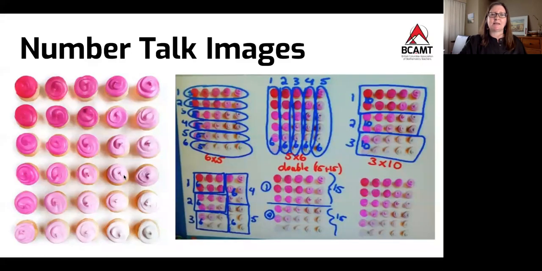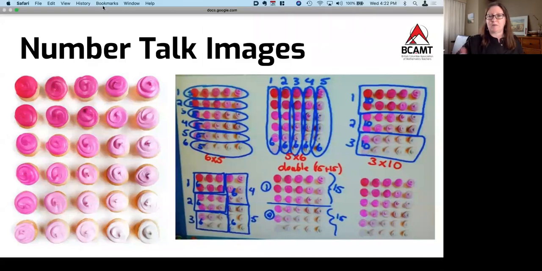And then this is an example. That's one of the images on the Number Talk site. If you have a smart board, you can just clone that image multiple times, or I just copy and paste it several times on a slide to project. One of the reasons I really like to do this is it allows us to compare strategies.